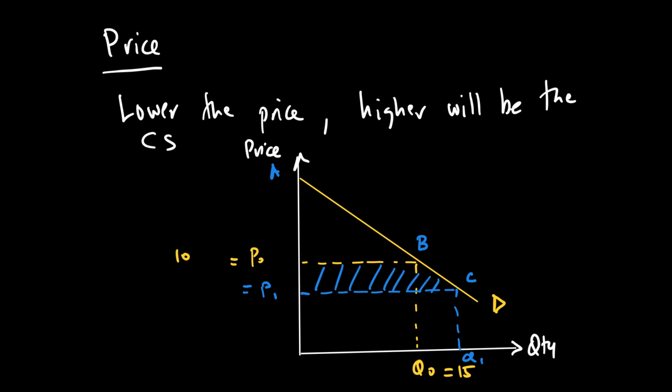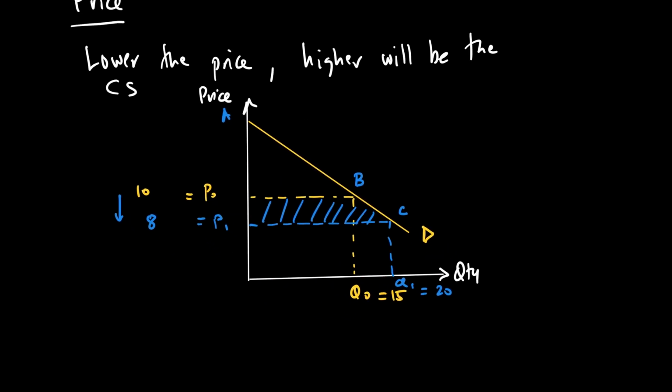So the rise of consumer surplus, let's say the price goes to 8 and the quantity goes to, let's say, 20. So the rising consumer surplus will be this trapezium, P naught B C P1. So this is what we call, when the price goes down, the lower the price, the higher will be the consumer surplus, because there will be higher area under the demand curve, and therefore what you are willing to pay hasn't changed, but what you actually pay has gone down.